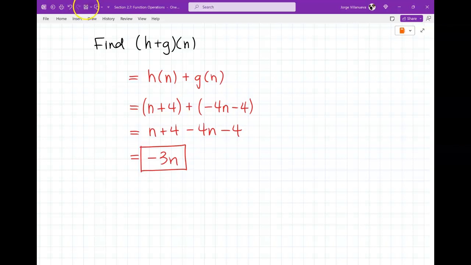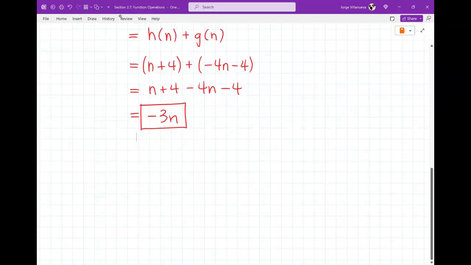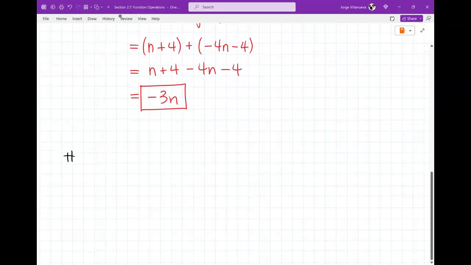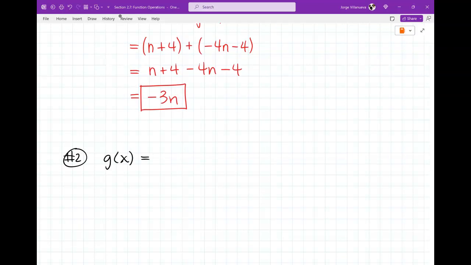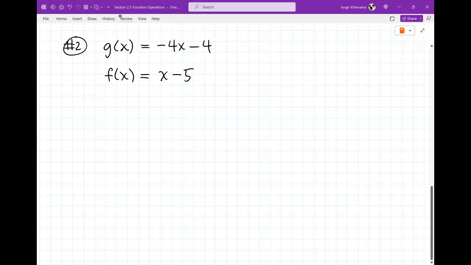Let's do a subtraction one. But before I do that, any questions on this one? So hopefully you guys are like, wait, this isn't that bad, but we'll see. So let's try this one right here. Number 2. g of x is surprisingly very similar to one that we just did. f of x is x minus 5. Okay, so those are my two functions.